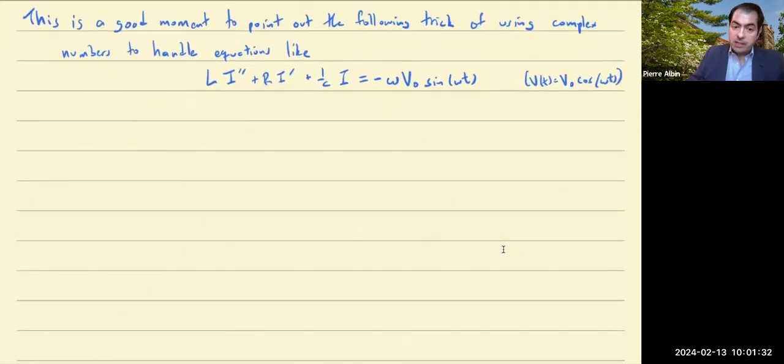So suppose you have an equation like this. So here's what we do. We stare at the right-hand side, and we want to use complex numbers to avoid working with trigonometric functions, instead just work with exponential functions. So here's what we'll do. We'll notice that sine of omega t is the imaginary part of e to the i omega t. If we prefer to work with real parts, that's the real part of minus i times e to the i omega t.